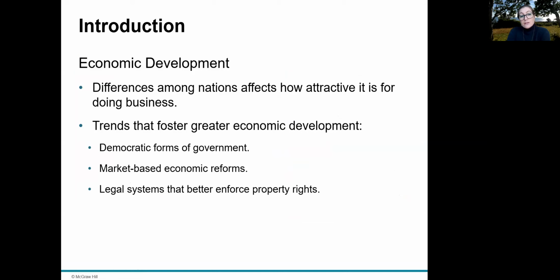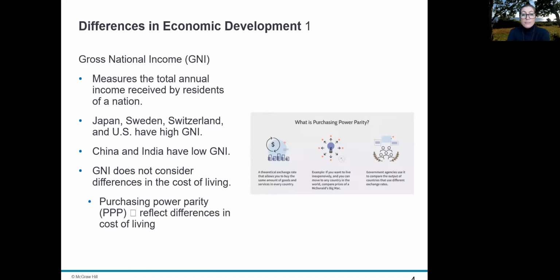So to introduce this concept of economic development, we're talking about the differences amongst nations that affects how attractive it is to do business in that nation or not, right? So the trends that foster greater economic development are recognised as democratic forms of government, market-based economic reforms, and legal systems that enforce property rights.